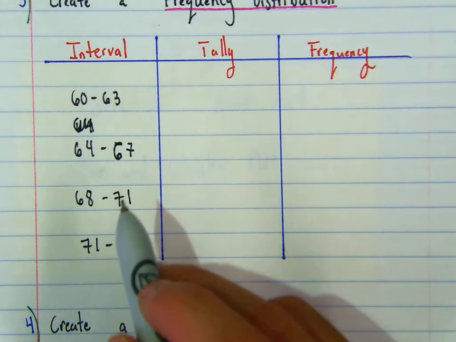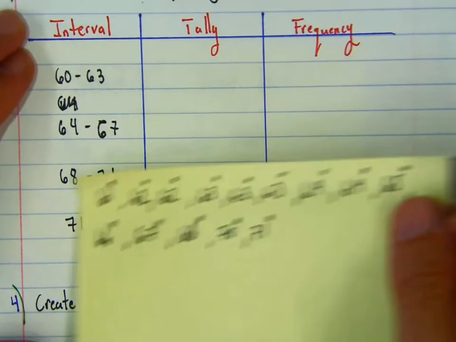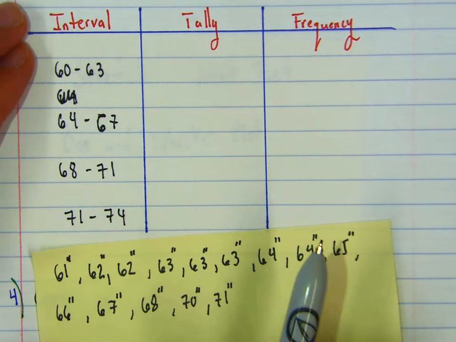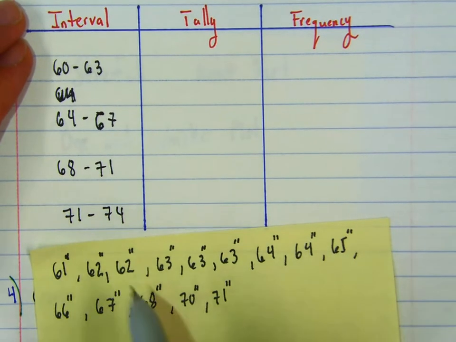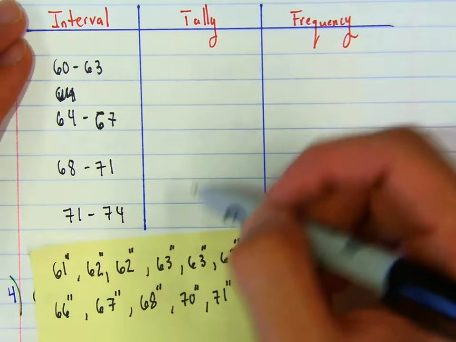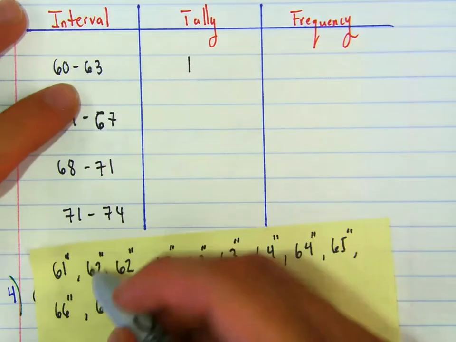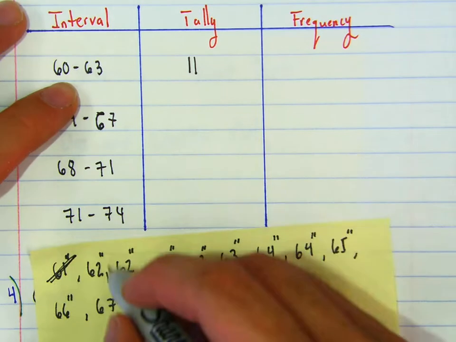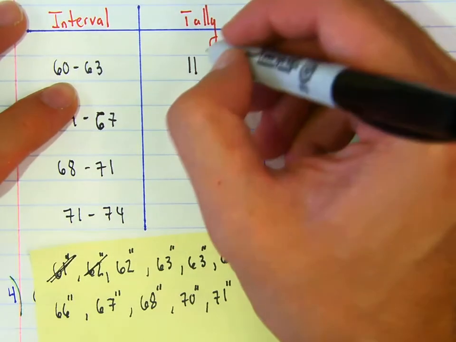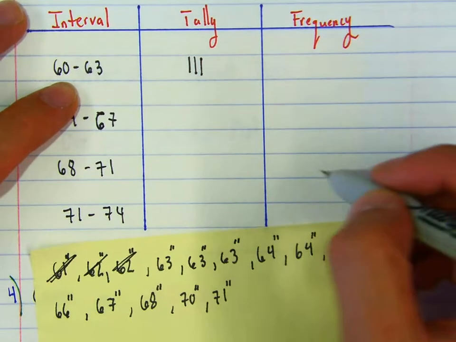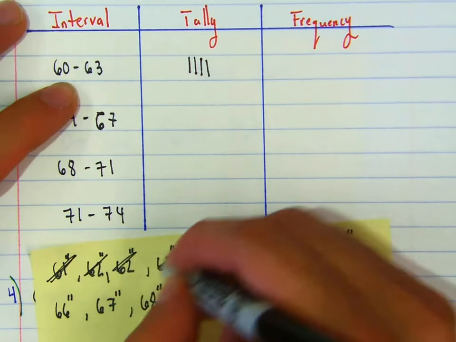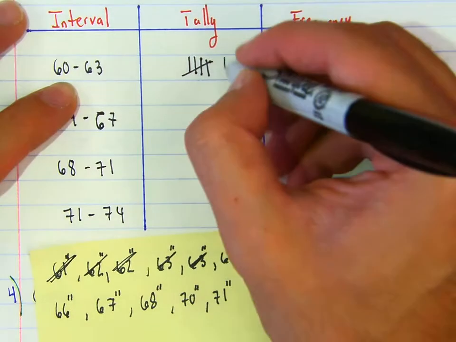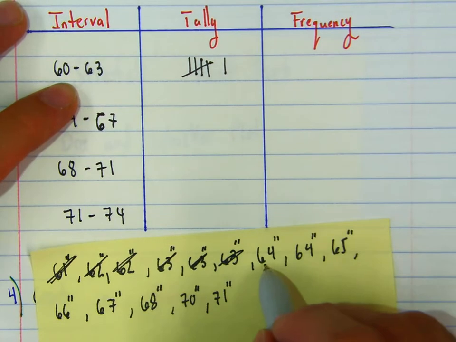Then what I'd like you to do is take a second and tally it up. How would I put these data values here? You have the data values written. 61 goes where? It goes in here, so then I cancel it out. 62, where does it go? In here. Cancel it out. 62 goes here. Cancel it out. 63 goes here. Cancel it out. This one goes here. 63 goes in here. 64 goes where?